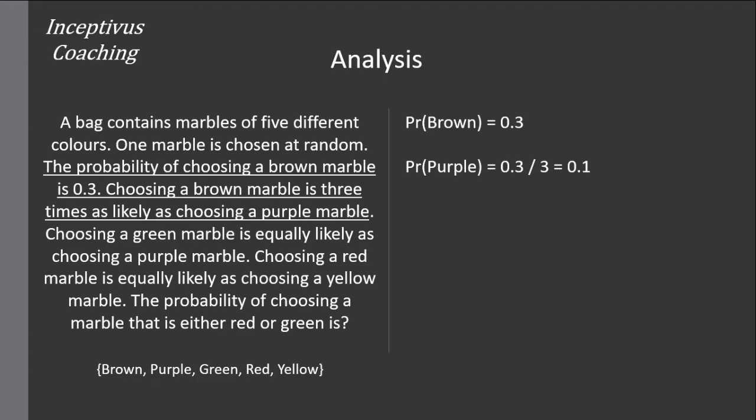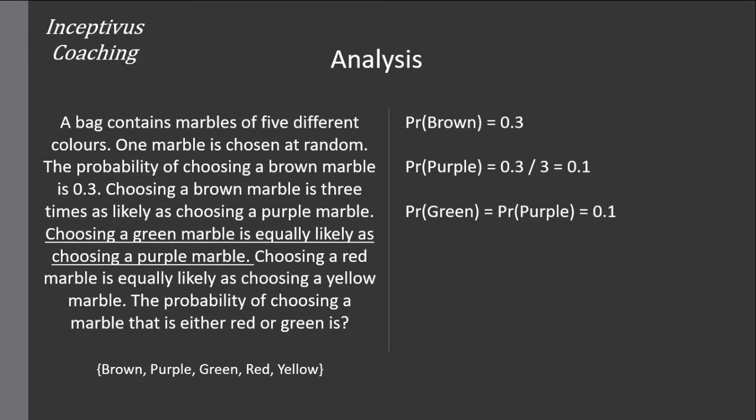The probability of brown is 0.3. The probability of brown is 3 times as likely as choosing a purple marble. So that means the probability of purple is 1/3 of the probability of brown, right? So 1/3 of 0.3 is 0.1. That's the probability of getting a purple. Then the next line says green is equally likely as purple. So the probability of green is also 0.1.